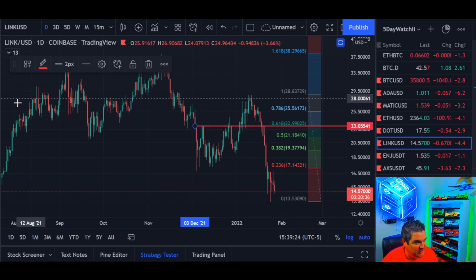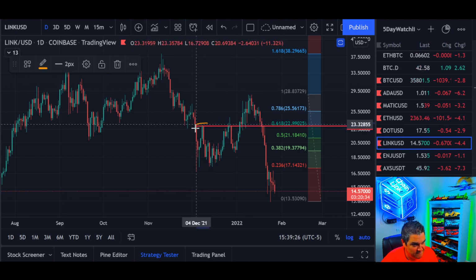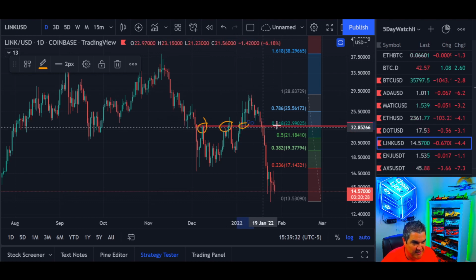Why that level? Well, look at these here, candles closing. There's a couple more touch points. The more touch points you have, at the same time as your fib level, 618, is usually going to be a pretty key level. So if we get a bounce, that's the level that I would be looking at personally.